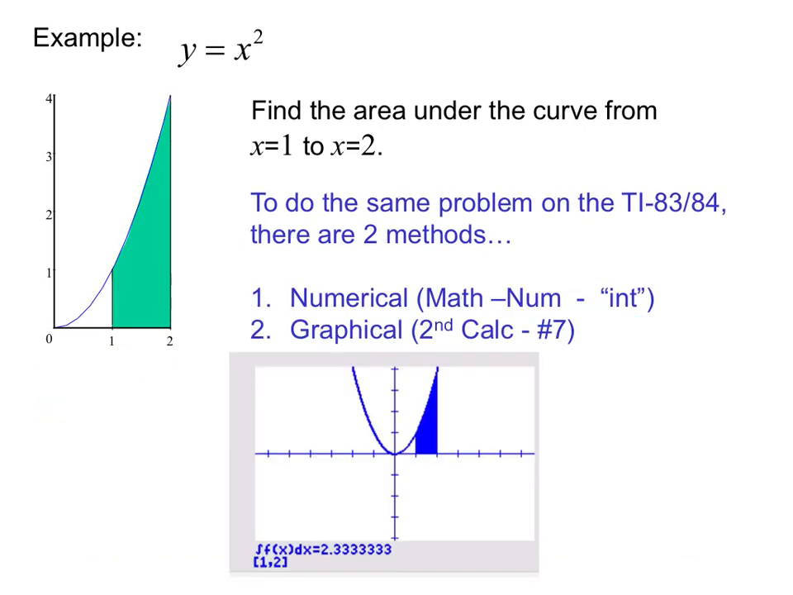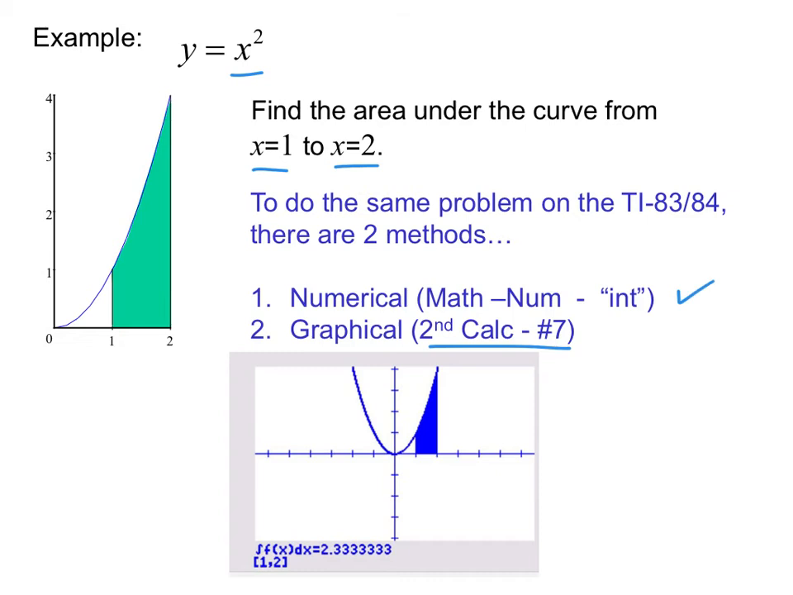The second way is the graphical method. If you graph the function, in this case x squared, and then go into the place where you always want to do some calculations on your graph, which is second graph, which is above trace, you'll see number 7 is an integral. So second calc is the integral. It's going to ask you for a lower bound, which will be 1, and an upper bound, which will be 2, and hit enter. All the calculators, regardless of the model, will shade in that little area and then give you the approximation down at the bottom, which will be 2.33333 or 7/3.